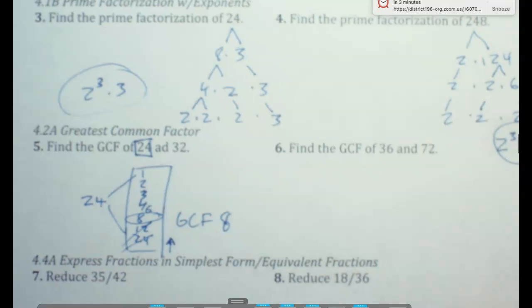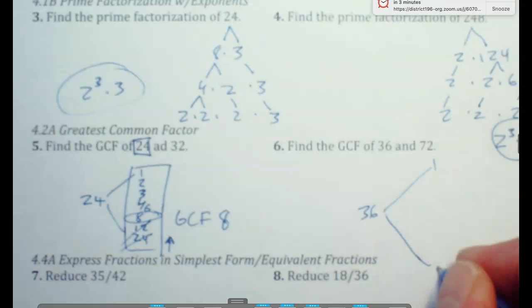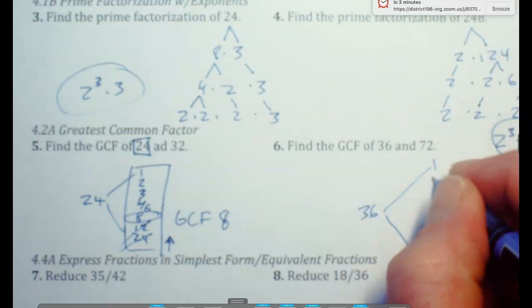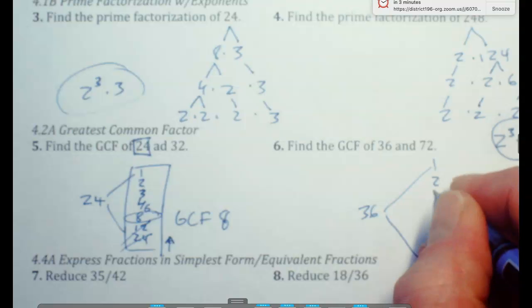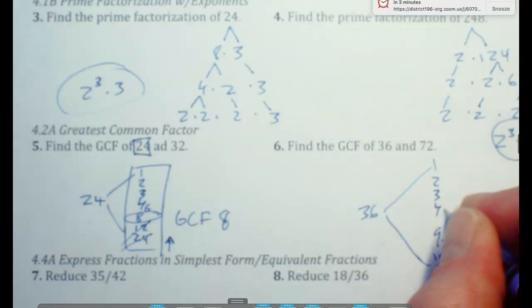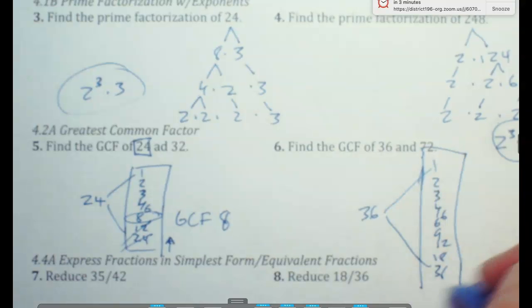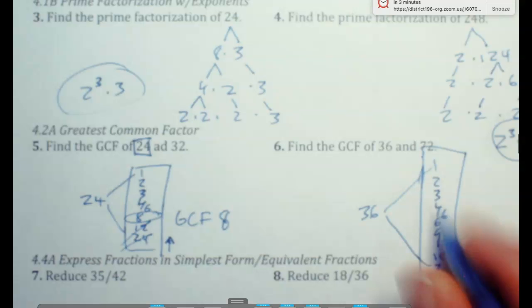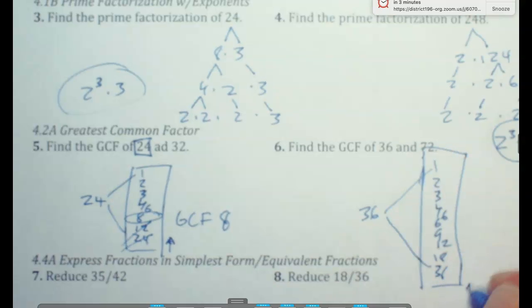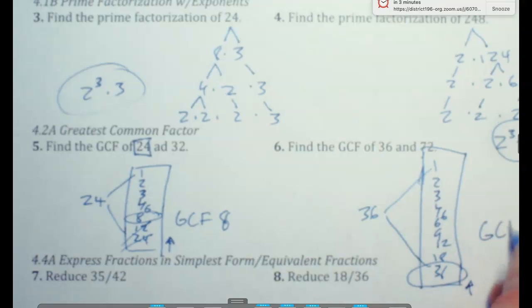Let's do another one here, 36, 72. So we choose the smaller number and we factor tree it. 1 and 36, 2 and 18, 3 and 12, 4 and 9, 6 and 6. Same thing. Does 36 go into 72? We start at the bottom and ask questions up. Yes, 36 does go into 72. The GCF is 36.